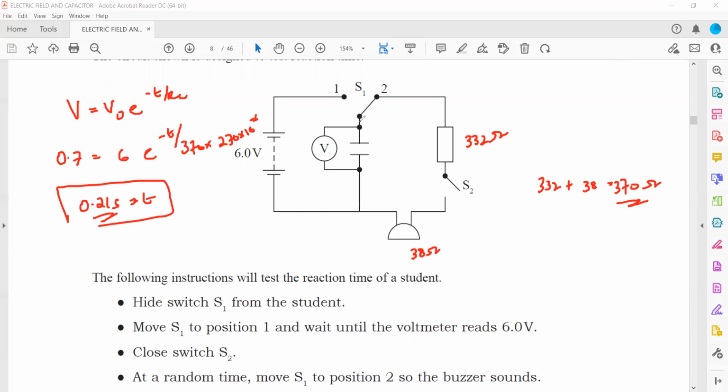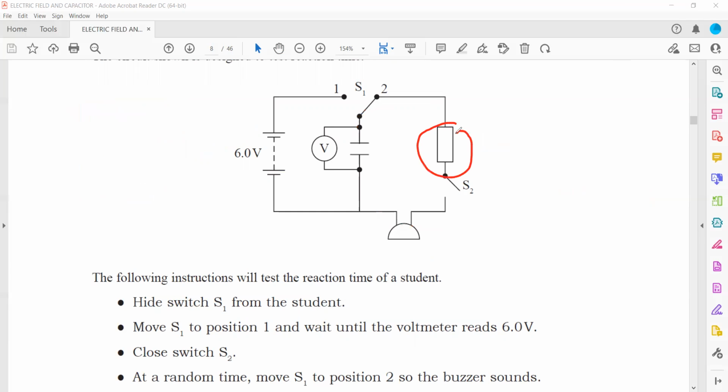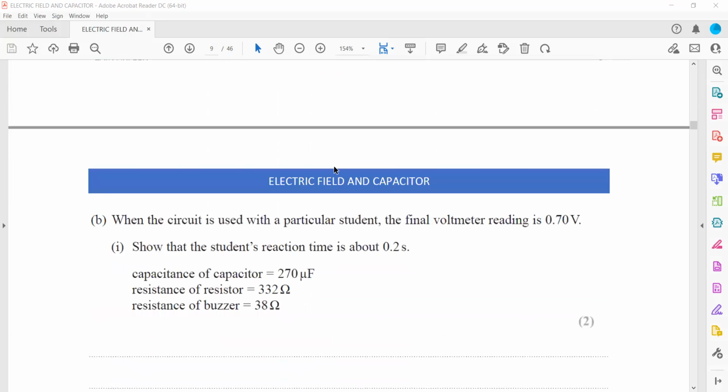So remember one thing: when the capacitor is discharging, you have to include all the resistance of the circuit, not only the fixed resistor, but the total resistance of the circuit.